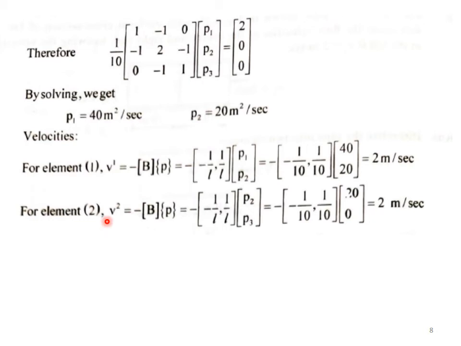Similarly, for element 2, V2 is equal to minus B into P, minus of minus 1 by L, 1 by L. So the potentials of element 2 are P2 and P3 because it consists of node number 2 and 3. Minus of minus 1 by 10, 1 by 10, 20 and 0. That is 2 meters per second. So this is how we find the potentials and the velocities.